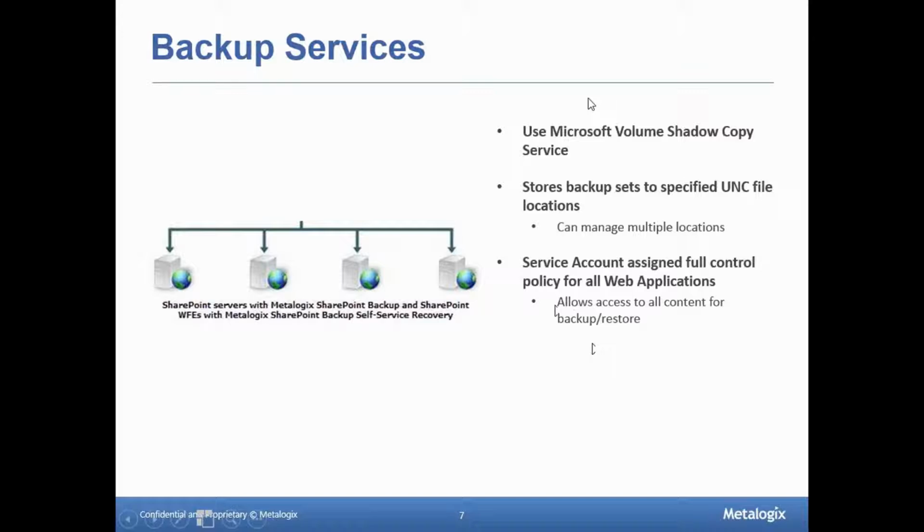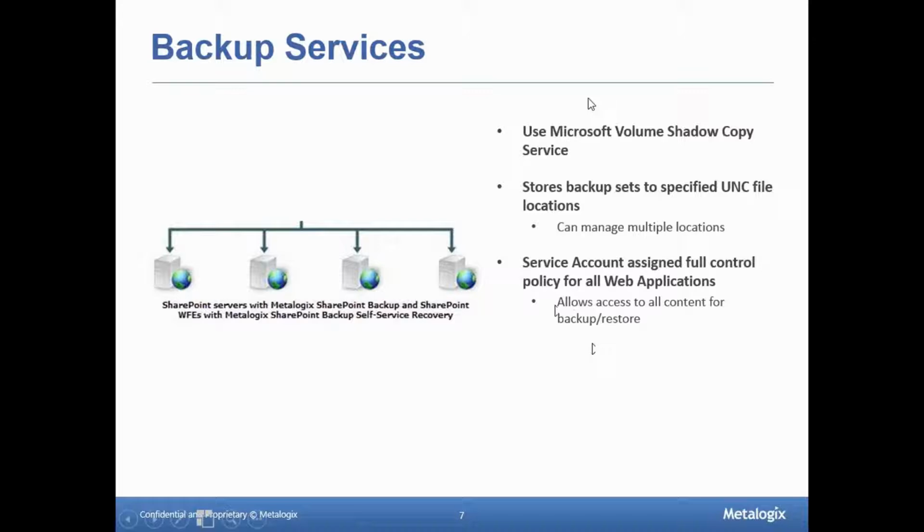So our backup service stores backup sets to the specified UNC file locations that we designate during initial configuration. And we can manage multiple locations, and we'll look at all that when we get to the live examples. The service account assigned to this backup service has a full control policy for all web applications. That means we have access to all the content to back up and restore. He's basically an administrator across the board in a sense, right? We give him access so that he can back up and restore everything he needs to, depending on who's requesting. That's the general role of the backup service.